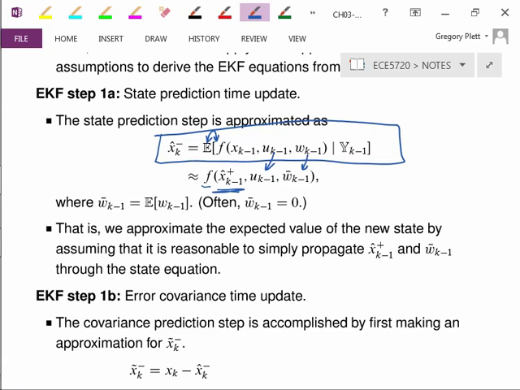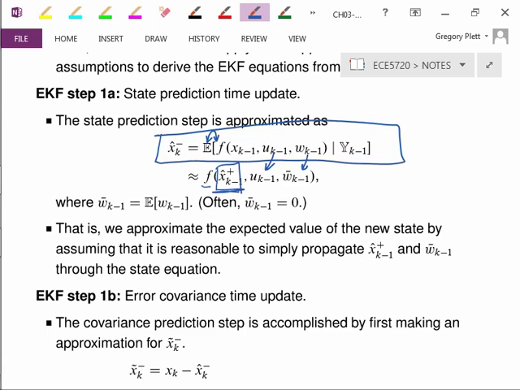Again, what are we trying to do? We're trying to use our best estimate, or our best guess of what the state was in the previous time step, which is this, to find the best prediction of the state right now. And the EKF says, well, just propagate the estimate through the state equation and you'll get the state prediction. Now this is not optimum, but it can be okay.